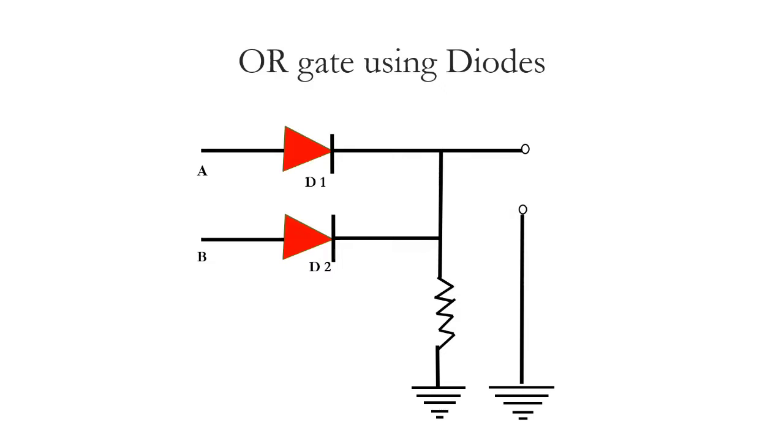When both A and B are connected to 0 volt, both diodes will not conduct, and hence there will not be any potential drop across the resistance. This corresponds to 0 state. The Boolean expression corresponding to OR gate is Y is equal to A plus B.